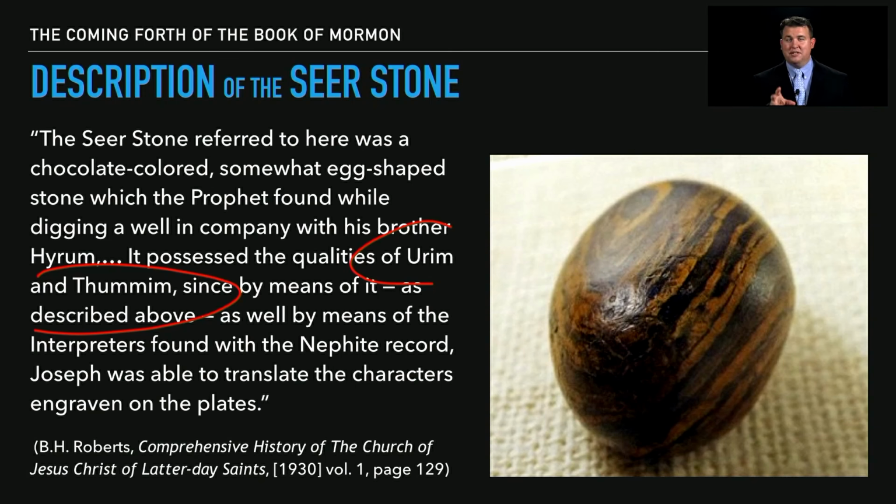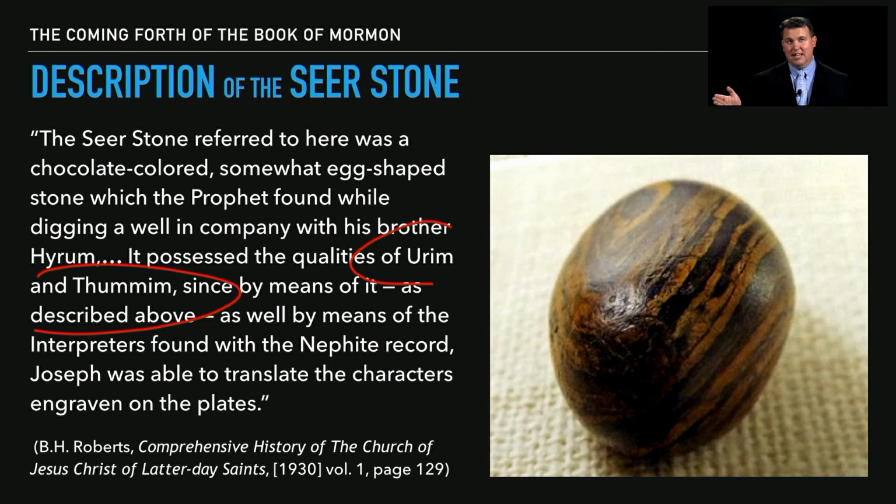This particular seer stone that you're seeing up on the screen right now, apparently, at the end of the translation process, was given to Oliver Cowdery. Oliver Cowdery kept it in his possession until he died in 1850. In 1850, it came into the possession of his wife, Elizabeth Whitmer Cowdery, at which point Elizabeth contacted one of Oliver's close friends, a man named Phineas Young. Phineas Young took possession of the seer stone and then gave it to his brother, Brigham Young, his little brother who's president of the church.